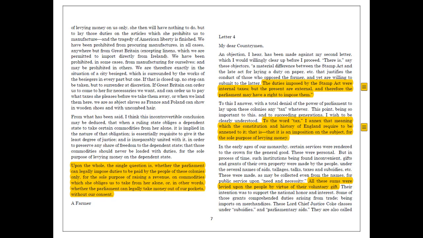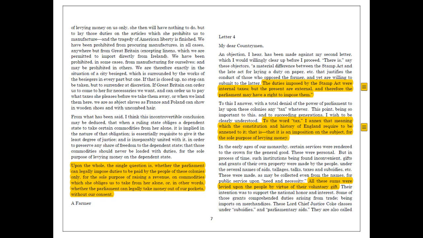Dickinson is calling upon the core principles of the 17th century struggle between Parliament and King, triumphed in 1688 with the Glorious Revolution. The core constitutional struggle around the right of taxation is best summarized when Dickinson cites this kind of axiom of the common law here in the highlighted passage at the bottom of the right-hand column. "All these sums were levied upon the people by virtue of their voluntary gift."